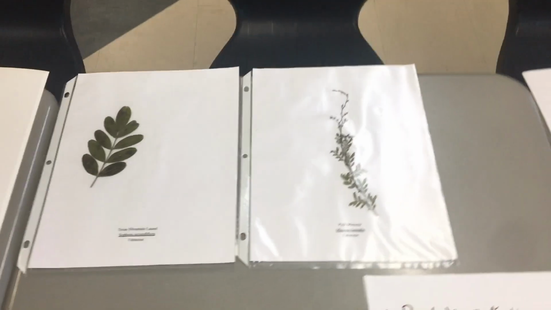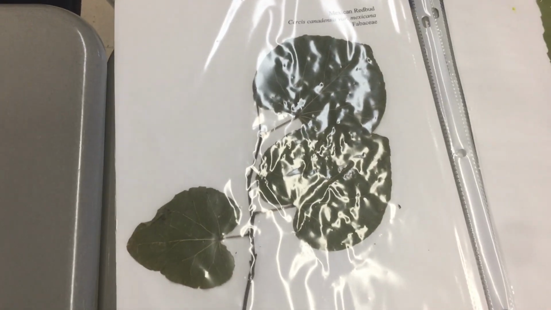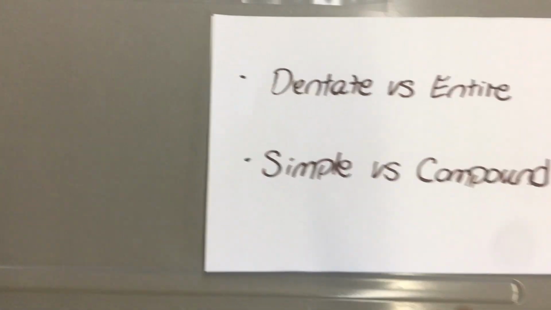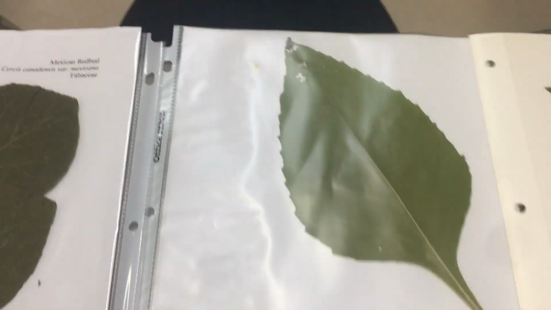So how do you ID plants? You can say it's simple, it's compound. So again, this red bud, for example, would be entire and simple. You see? It's one big leaf. It's simple. It has no teeth. It's entire. All right? Whereas this mountain laurel is compound. This frostweed is dentate.